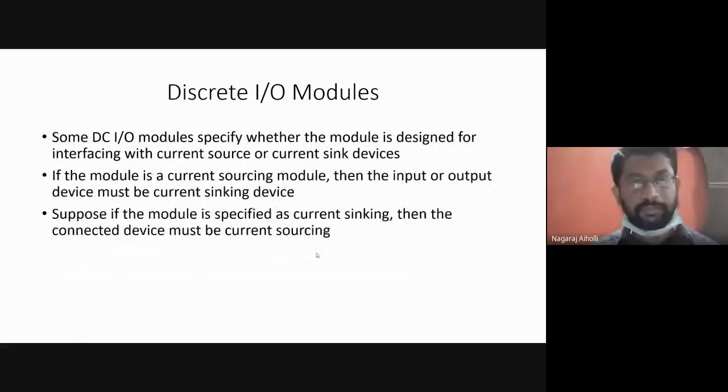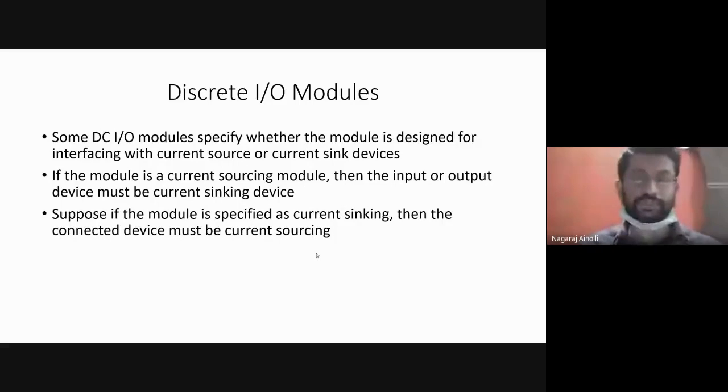There are two types of devices here. One is called a current sourcing device, another is the current sinking device. Current sourcing device means, suppose the IO module is sending the current to the field device, then the IO module becomes the current source and the field device becomes the current sink. Current source means which is sending the power or the signal, sending the current. Suppose the IO module is receiving the current, then it becomes the current sink, and if the field device is sending the current or the signal, it becomes the current source.